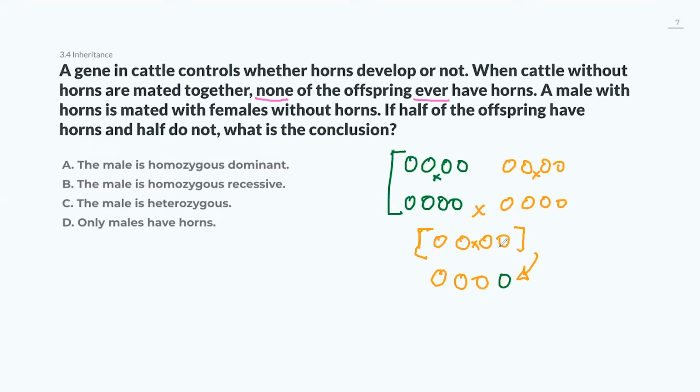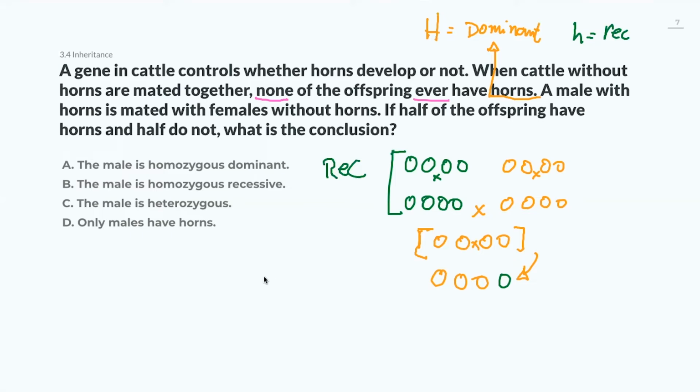So what does it mean? It means that when recessives are crossed, never ever do you have a dominant. So why do they tell you, when cattle without horns are mated together, none of the offspring ever have horns? Because horns are dominant. So we know here that horns are dominant. I'm going to write up here: horns are dominant, I'm going to call it big H because of that. Small h, no horn, is recessive.